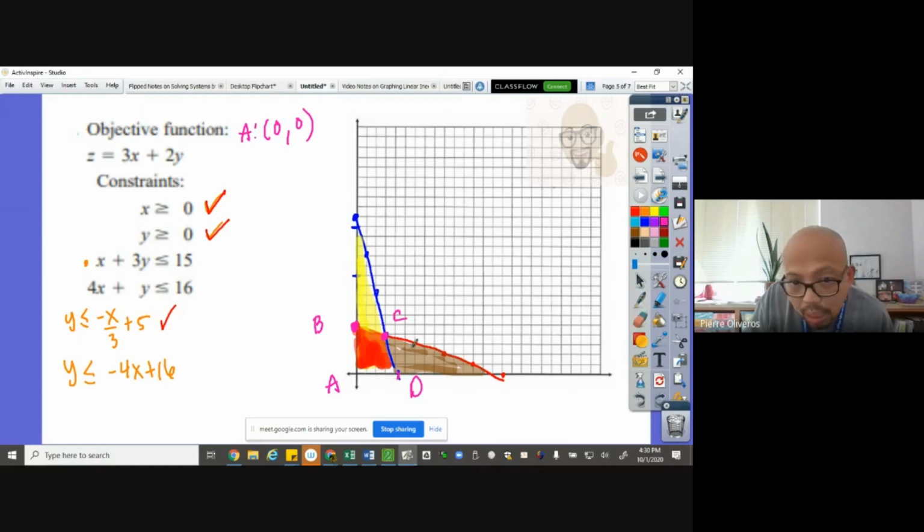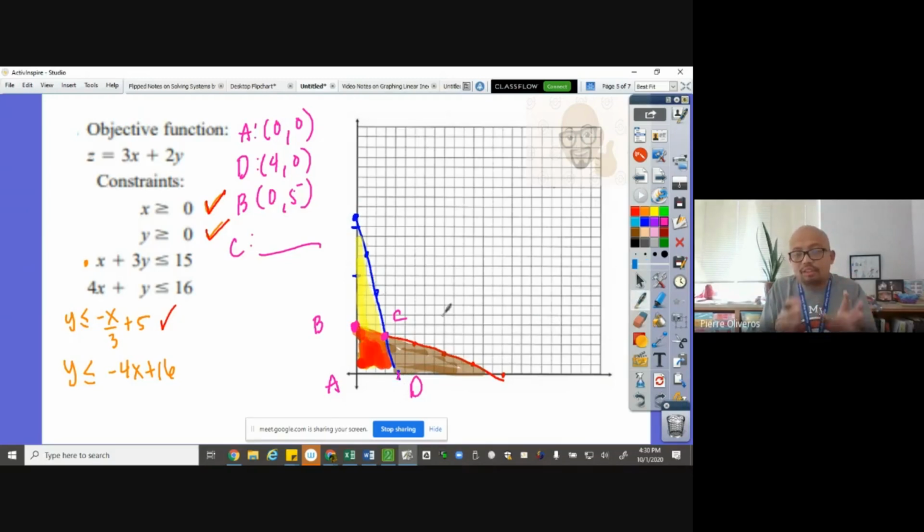This one here, let me erase some portion here. I know that this is 1, 2, 3, 4. That's D here, 4 comma 0, right? And I also know that B here, based on the y-intercept, is going to be 5. B is 0 comma 5, okay? C here is a challenge. It's the intersection between line C and line D. It's the blue and the red one.